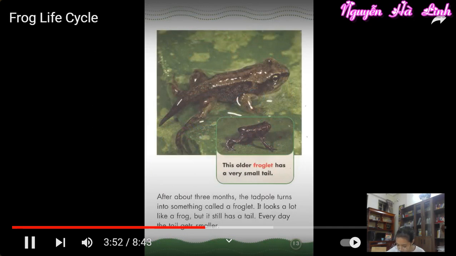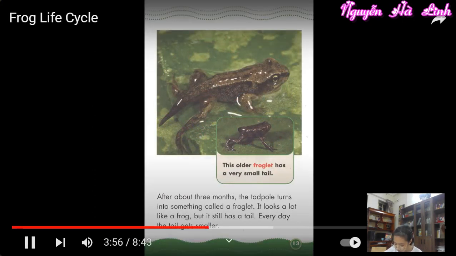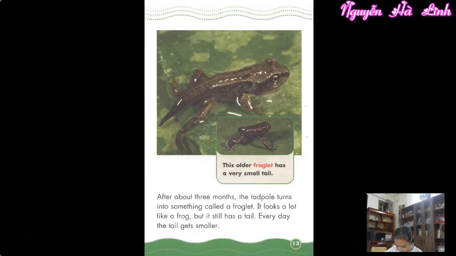On this page, there is a picture of an older froglet, and it has a very small tail. After about 3 months, the tadpole turns into something called a froglet. It looks a lot like a frog, but it still has a tail. Every day, the tail gets smaller.